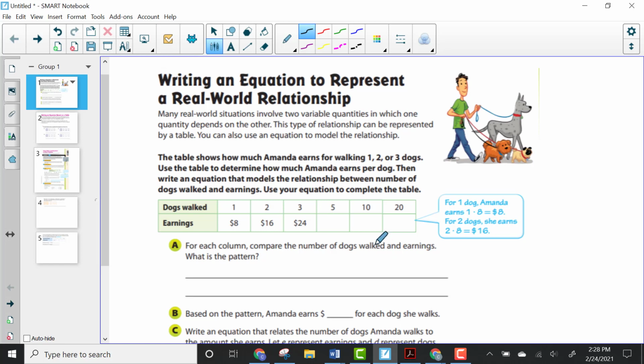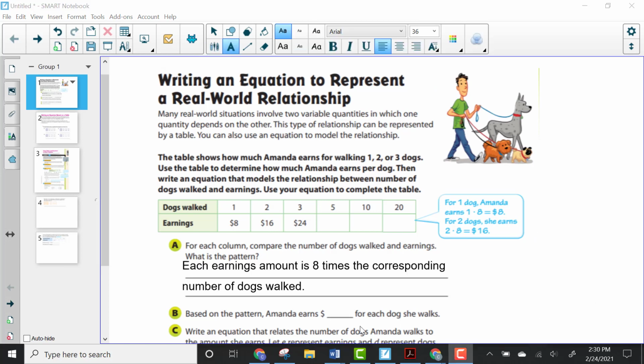It says for each column, compare the number of dogs walked and earnings. What is the pattern? Now it's important to understand that the pattern has to be the same throughout the whole entire table. I could look at this and say, okay, one dog walked, we add 7 to that. That gives me $8. So 1 plus 7 equals 8. However, that would not work for my second one. 2 plus 7 equals 9. So that's not going to work. What else could I do to 1 in order to make it 8? I could multiply it by 8. 1 times 8 is 8, 2 times 8 is 16, 3 times 8 is 24. And when you see a pattern like that that is consistent throughout the whole entire table, that is going to be the pattern.